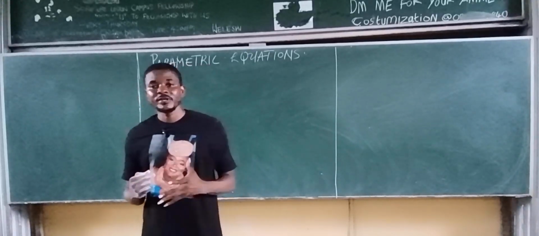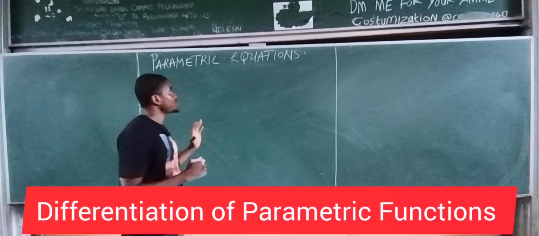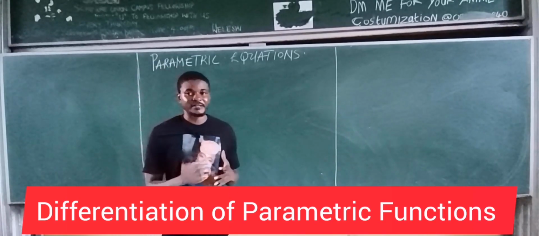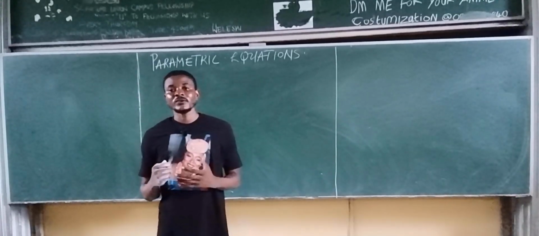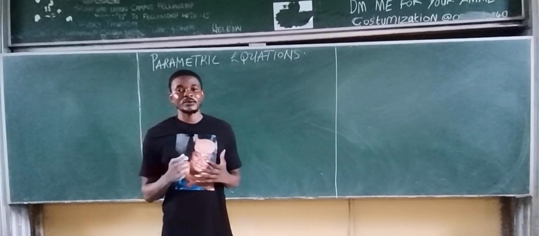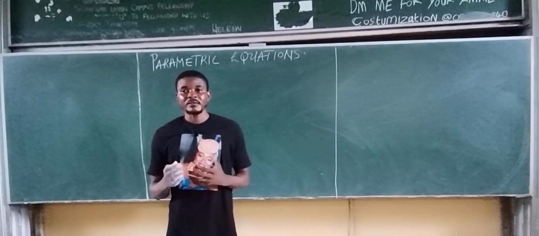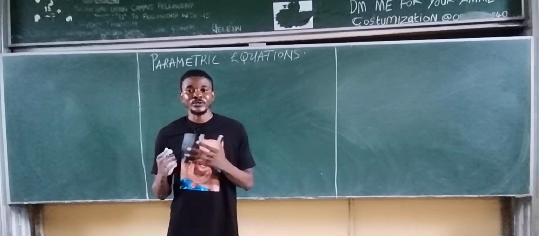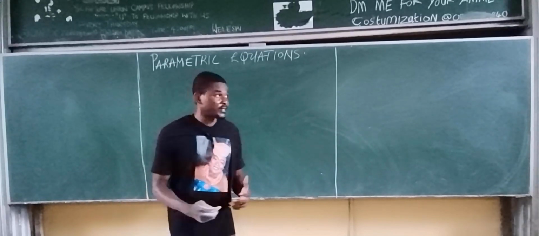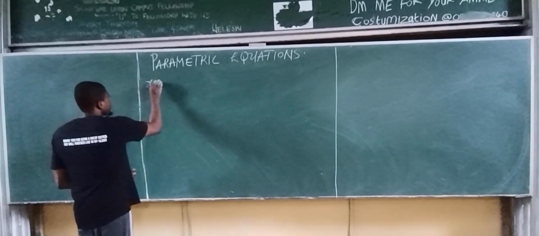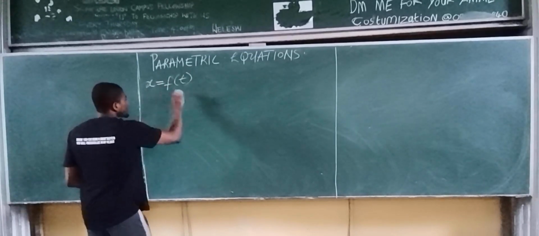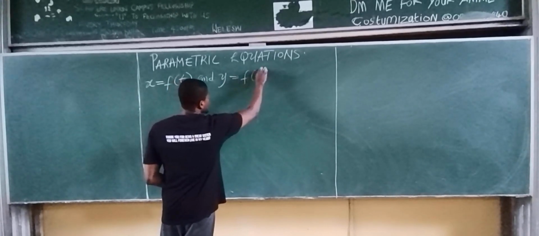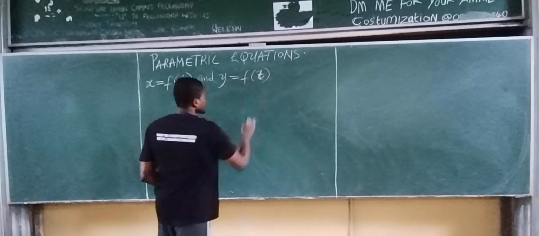In today's class, we're going to be talking about parametric equations or parametric functions, how to actually carry out their differentiation. Now, the rule that governs differentiation of parametric functions is actually the chain rule. Simply because in parametric functions, both given functions are a function of a different function altogether. For instance, if I have x to be a function of t, and I also have y to also be a function of t, this is actually a parametric function.